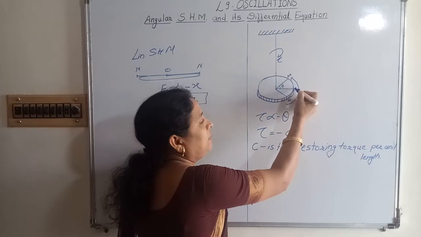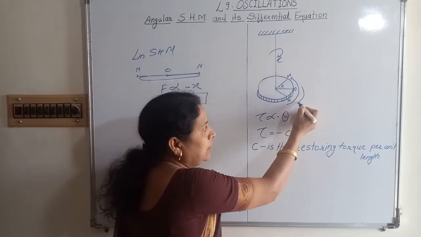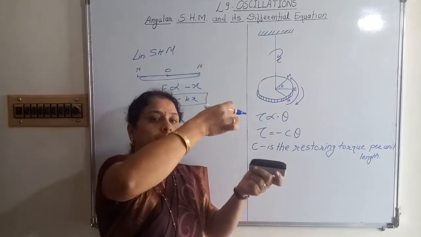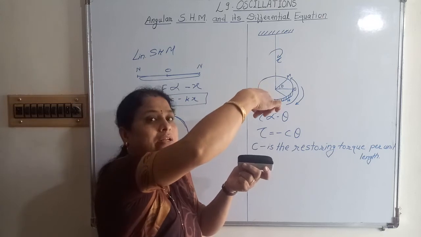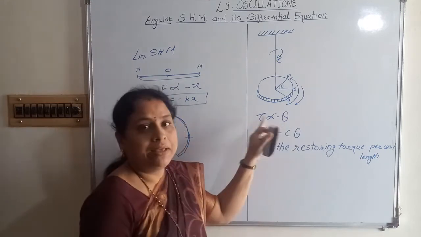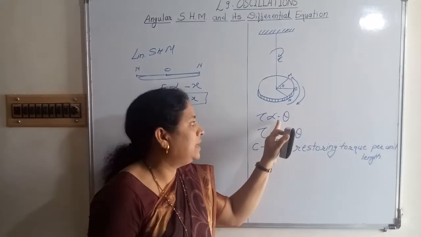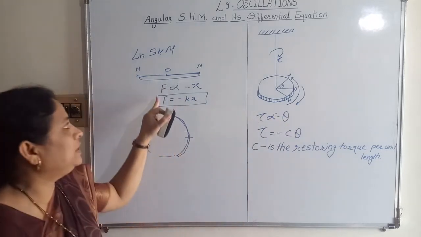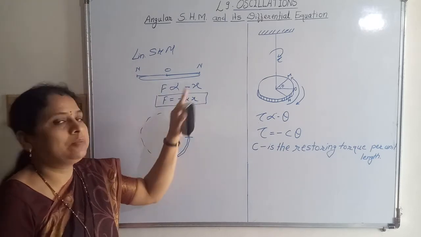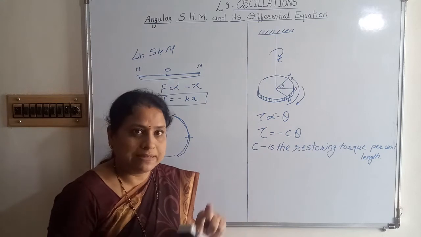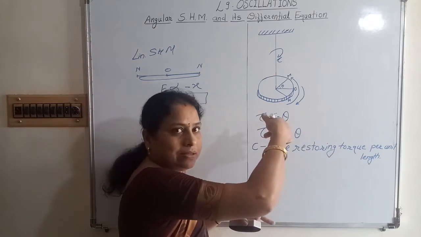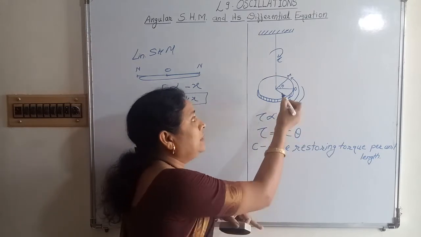So again, when the disc comes to the mean position, it moves in the clockwise direction. When the disc moves in the clockwise direction, the torque produced in the wire is again anti-clockwise. Thus the angular displacement theta and the torque are directly proportional to each other, but their directions are opposite, same as in linear motion. In linear simple harmonic motion, the magnitude of force is directly proportional to the magnitude of linear displacement. Is that clear?